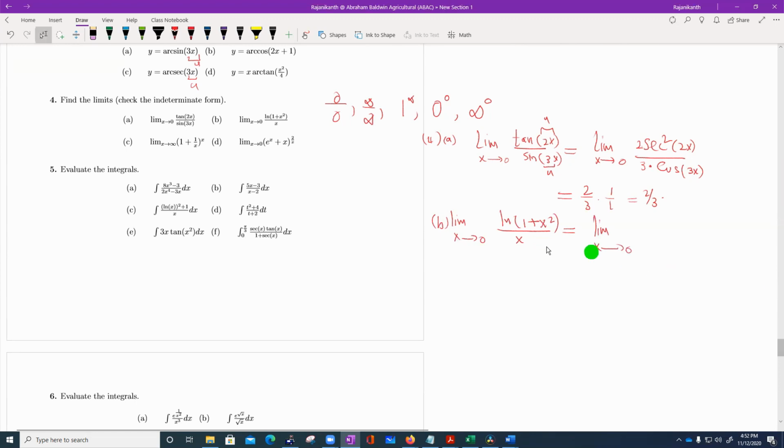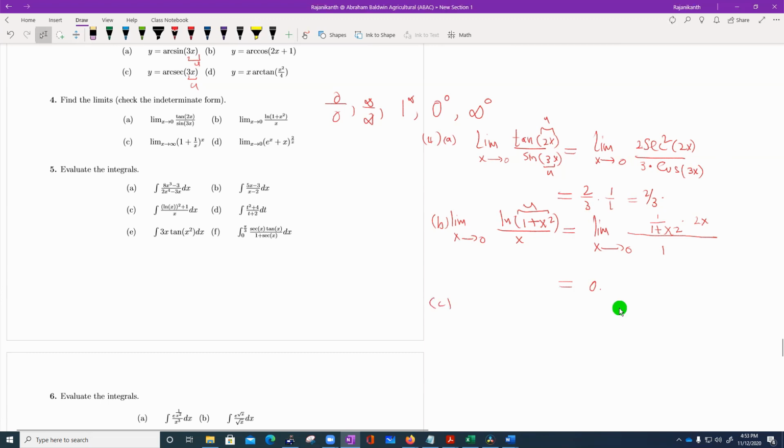Finding the derivative of the top, the derivative of ln, you have to use u substitution. The derivative of ln u is 1 over u times u prime. The derivative of 1 plus x squared is 2x, right? Yes. Over, the denominator is just 1. So if you simplify further and plug in 0, you will get a good number at this point. Oh, that is a good number. Yeah. Nice. That is also an easy problem.